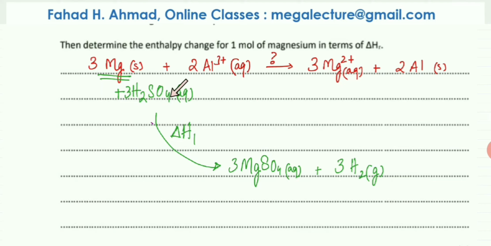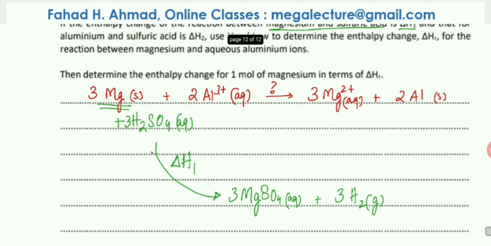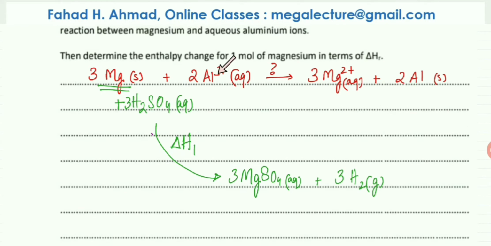So Mg reacting with H2SO4: the enthalpy change for this reaction, where magnesium and sulfuric acid are reacting, is given as delta H1. So I've called this delta H1. The other thing was that aluminium ions are in aqueous state, and they're not taking part in the reaction. It's the metal magnesium.